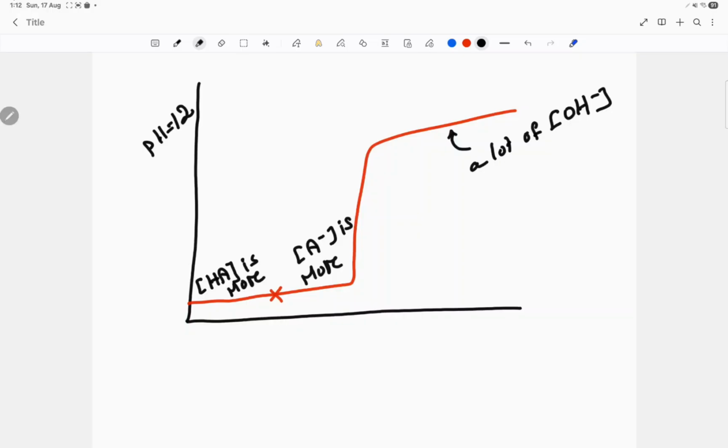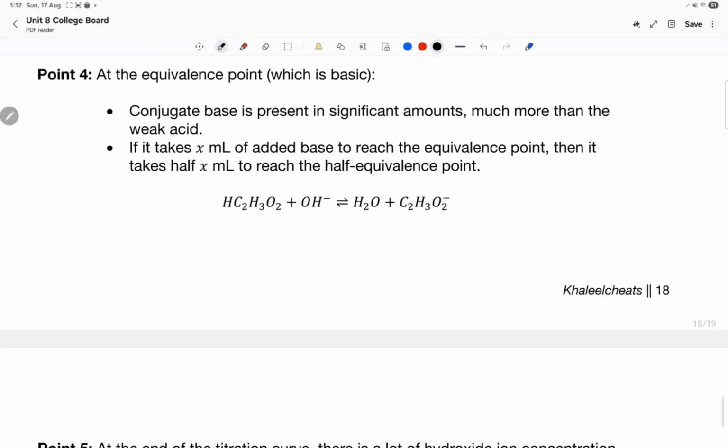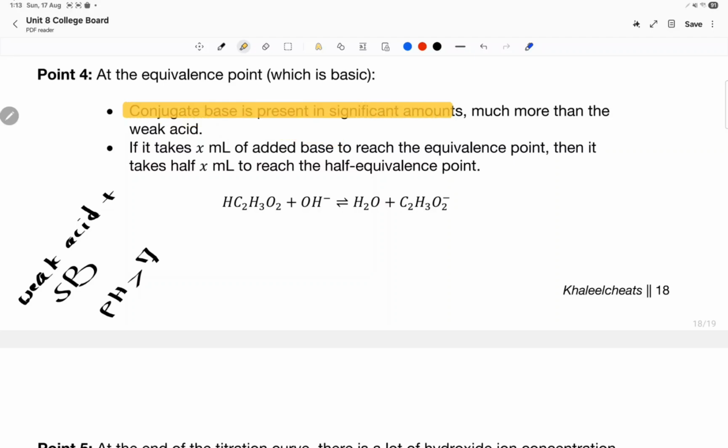Any questions? No. Okay. Now, if you're dealing with a weak acid plus a strong base, the strong base is going to win, which basically means that the pH at the equivalence point will be more than 7. How would you justify that in the AP? You would say because the conjugate base is now present in significant amounts, much more than the concentration of the weak acid. So when the conjugate base is at a much higher concentration than the weak acid, that's where the equivalence point is going to be.